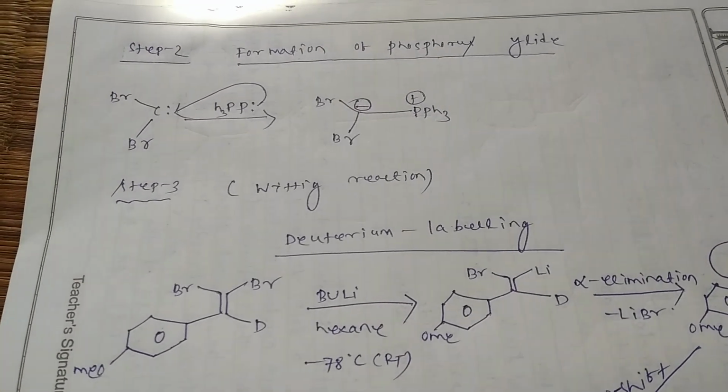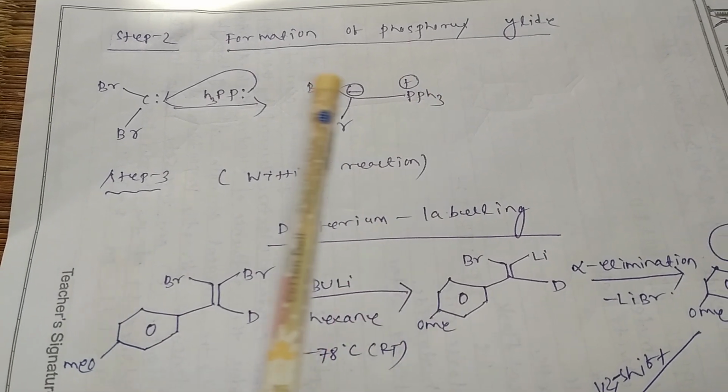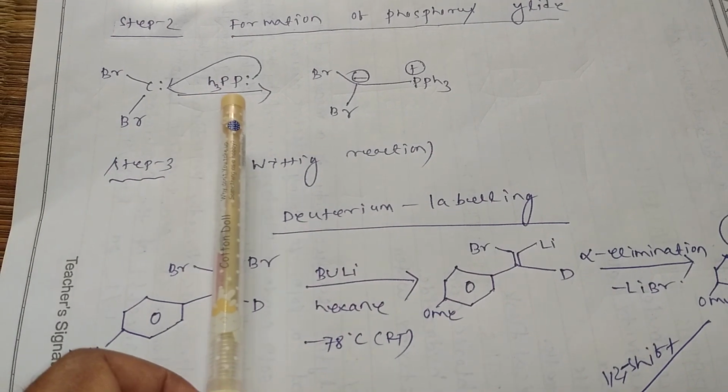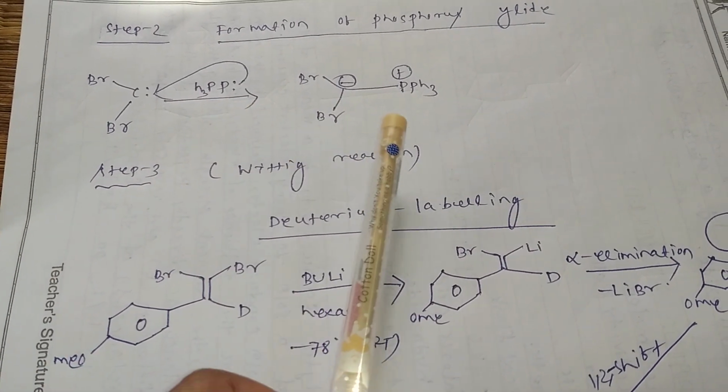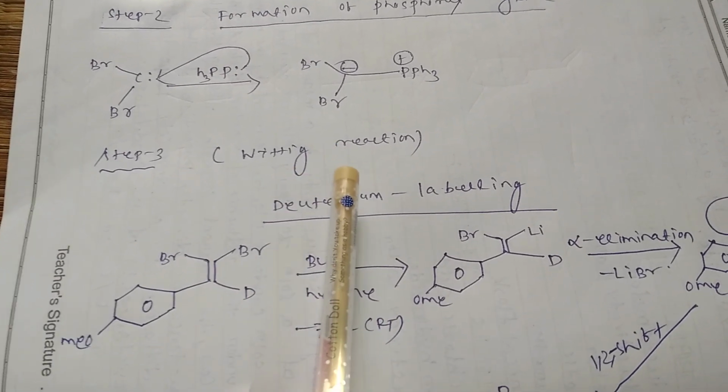Then we come to the second step, which is very important, the formation of a phosphorus ylide. So the carbene formed in the first step must react with PPh3 to form the phosphorus ylide. This is a Wittig reaction type. This is just a big brother of the Wittig reaction.